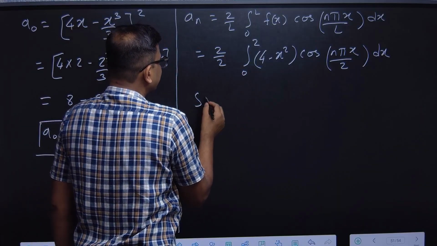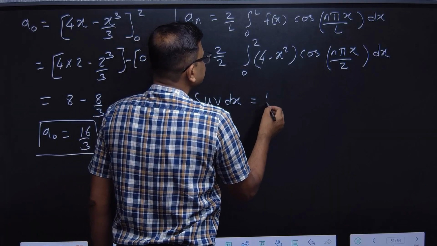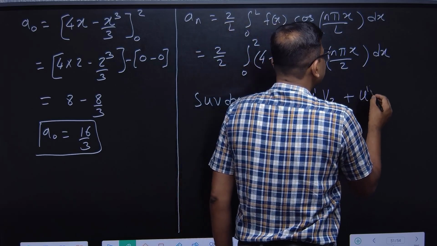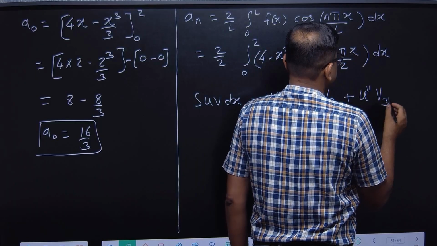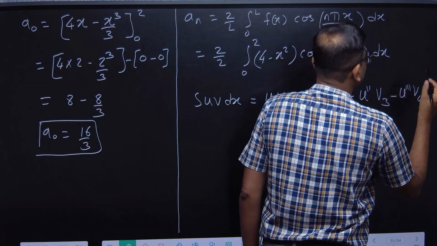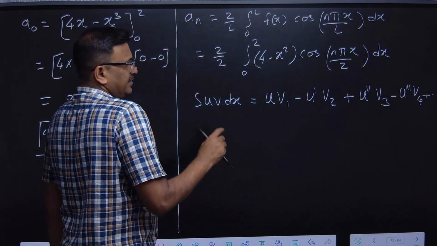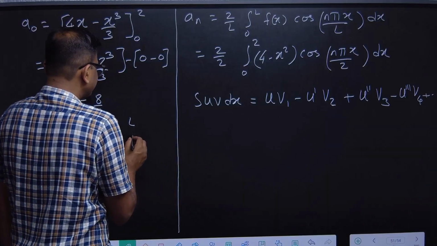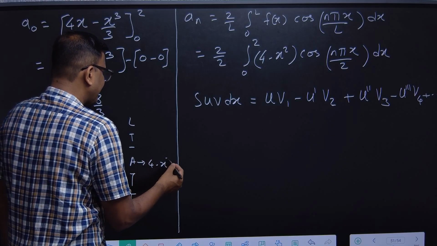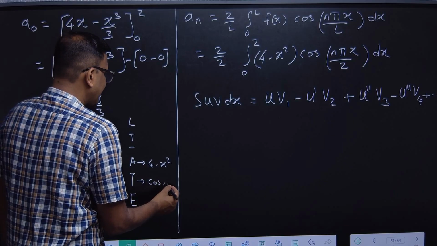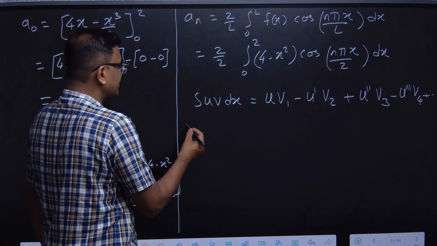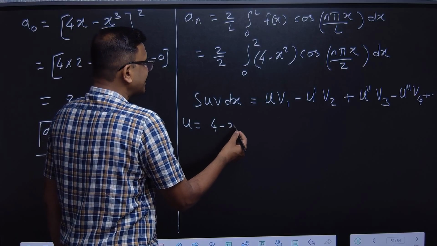See, to solve the integration, we are going to use the formula integration u v dx is u into v1 minus u dash into v2 plus u double dash into v3 minus u triple dash into v4 plus and so on. The formula that we are going to use according to the order of ILATE or LIATE. We know that 4 minus x square is the algebraic function, cos n pi x upon 2 is a trigonometric function. So according to this order, 4 minus x square comes first. We are going to take u as 4 minus x square.